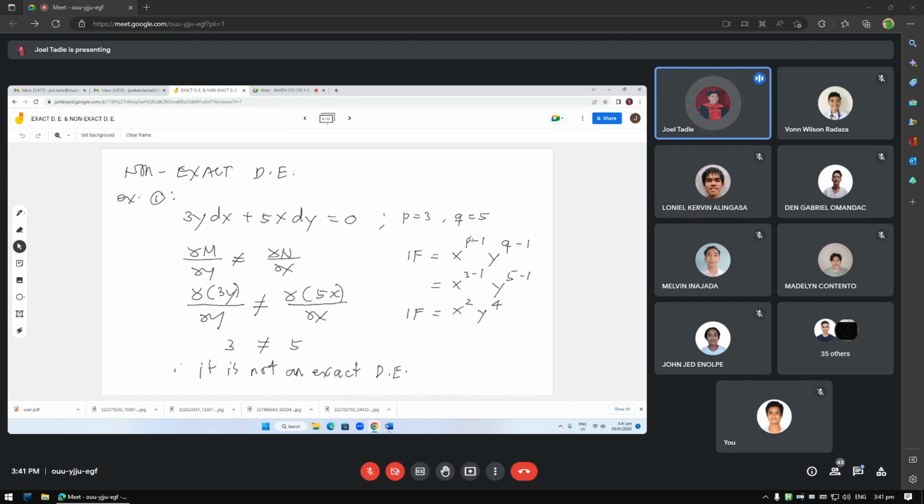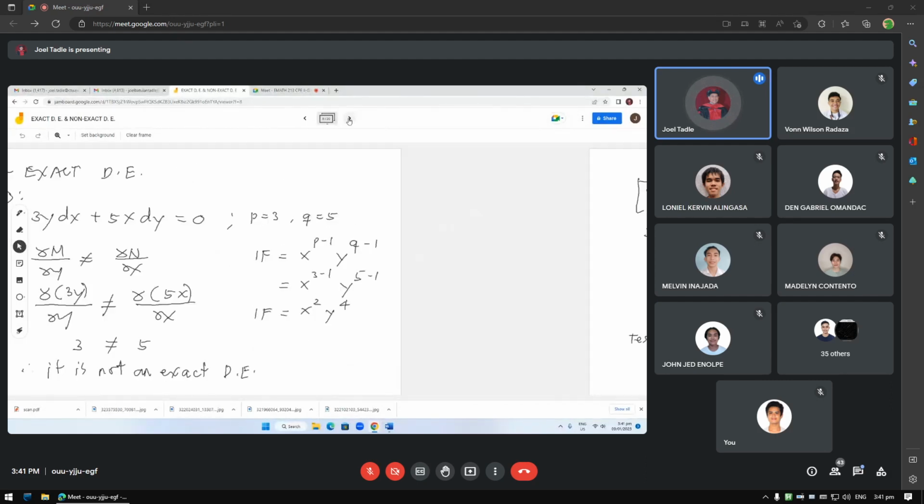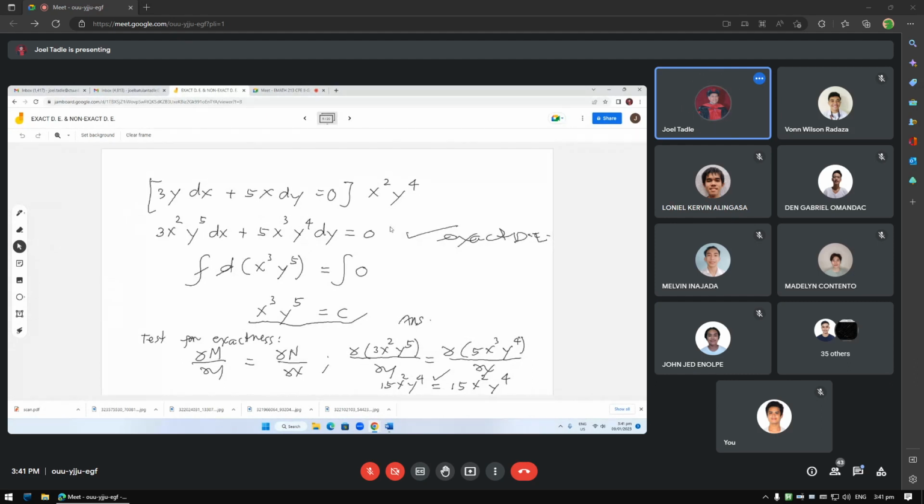So x to the power p minus 1, so 3 minus 1 is 2. So x squared. Then y to the power q minus 1, 5 minus 1 is 4. So ang atong IF guys is x squared times y to the power 4. So ato na siyang i-multiply diri sa given differential equation para mahimong exact differential equation.